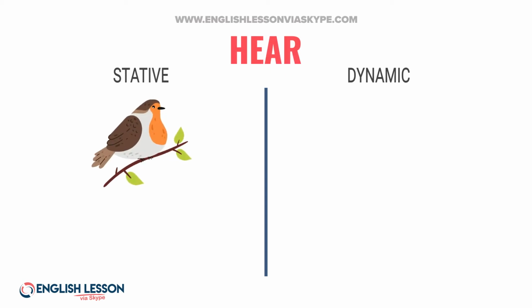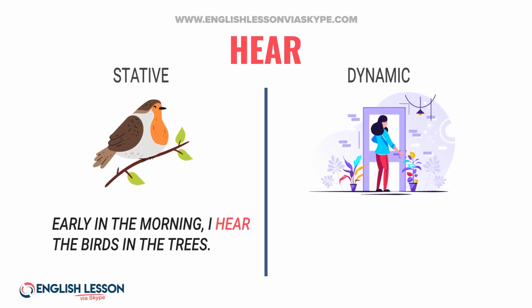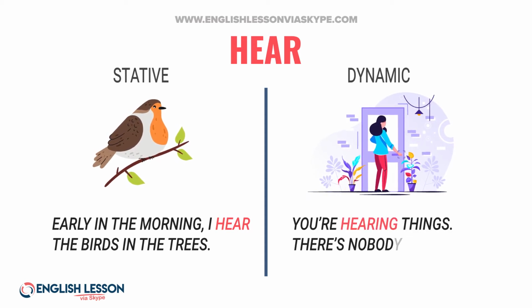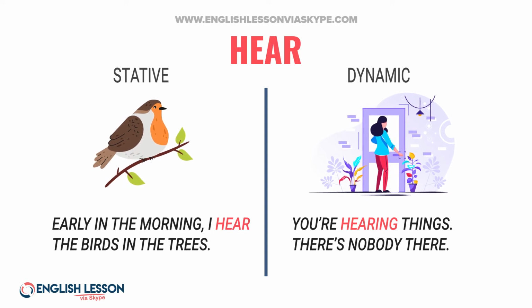In the same way, we use the verb hear, yeah? So when I'm sitting here recording my lessons, particularly in spring or summertime, I can hear the birds singing, yeah? So early in the morning, I hear the birds in the trees, so at 5:30 or 6 a.m., whatever time it might be. But if I want to use it in a more dynamic way, we could say something like, oh, you're hearing things. So somebody says, did you hear a knock on the door? Or did you hear the bell ringing? And say, no, I didn't hear anything. I think you must be hearing things. So again, a good example of using it in a more dynamic way.